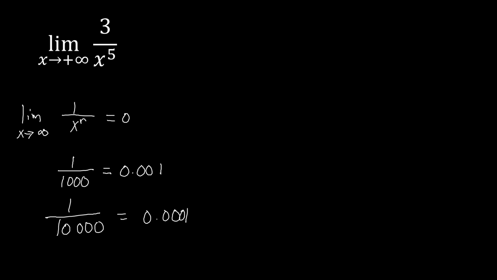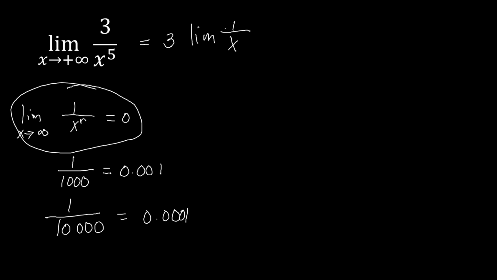So let's now go back to our example. Once you've got the limit of 3 over x to the power 5 as x approaches positive infinity, we'll be applying this theorem. To evaluate this, we can take out 3 as our common multiple. So taking out 3, we've got 3 times the limit of 1 over x to the power of 5, because we are left with a 1 in here.